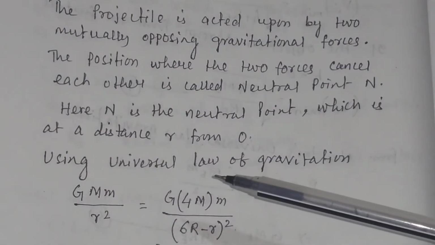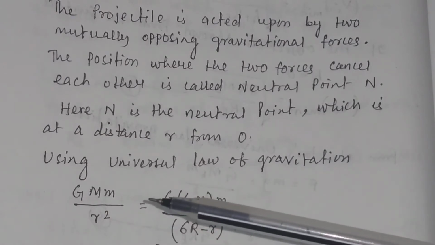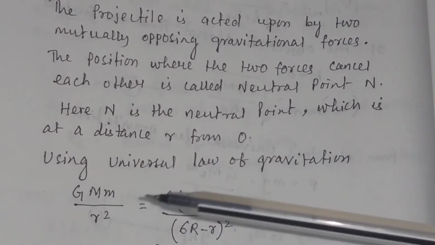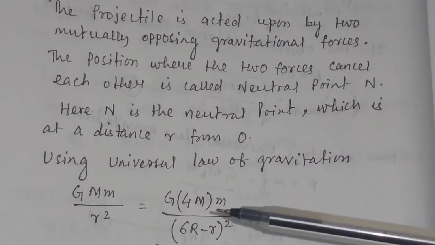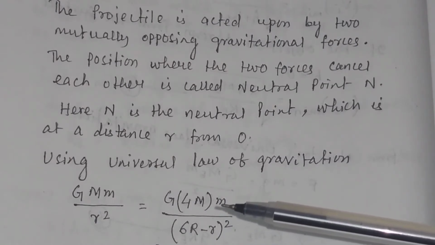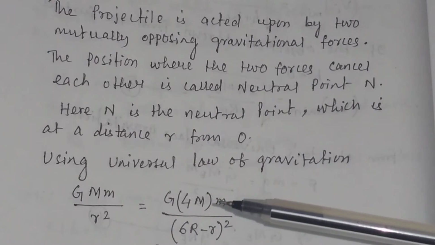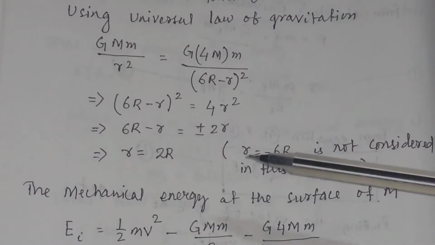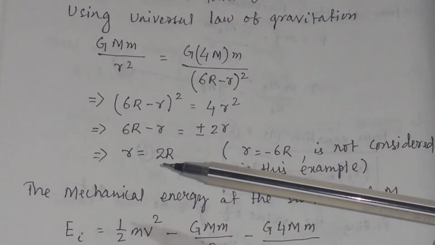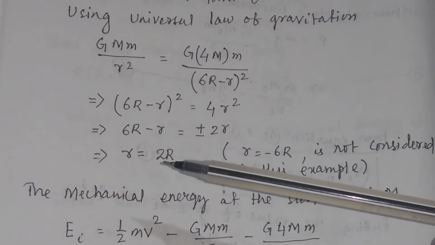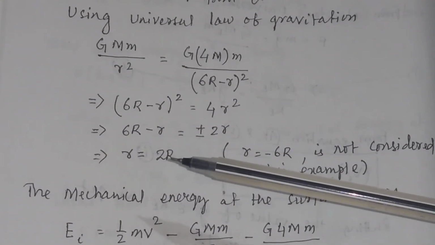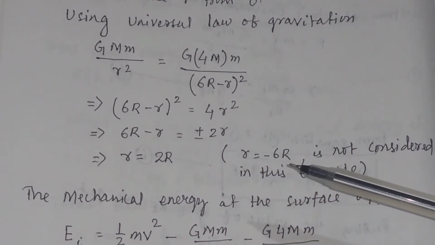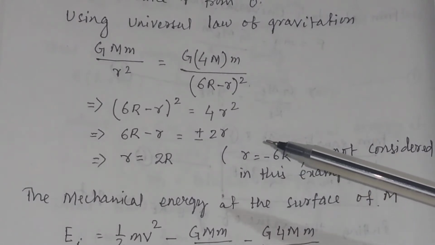And using Newton's universal law of gravitation, since the two forces are equal, this is the gravitational force due to the sphere of mass m, and this is the gravitational force due to the sphere of mass 4m, and we have placed the small mass m at the neutral point. So this force is equal to this force. If you solve this, you will get the neutral point at a distance 2r from the mass m. You will have two values of r, one is 2r, another is minus 6r, but minus 6r is not considered here.